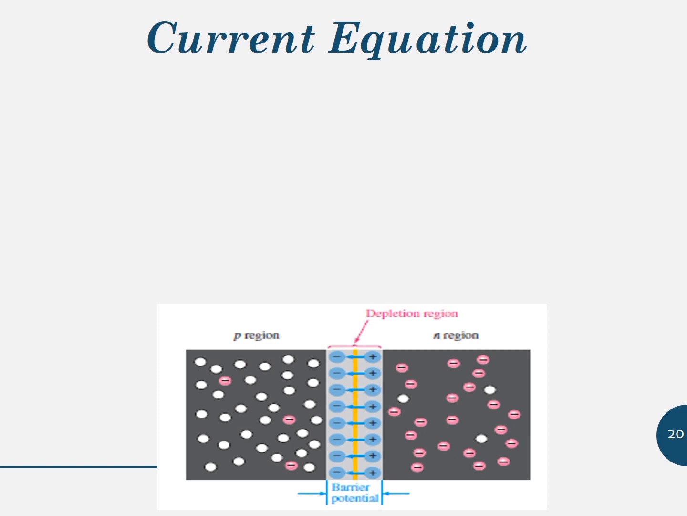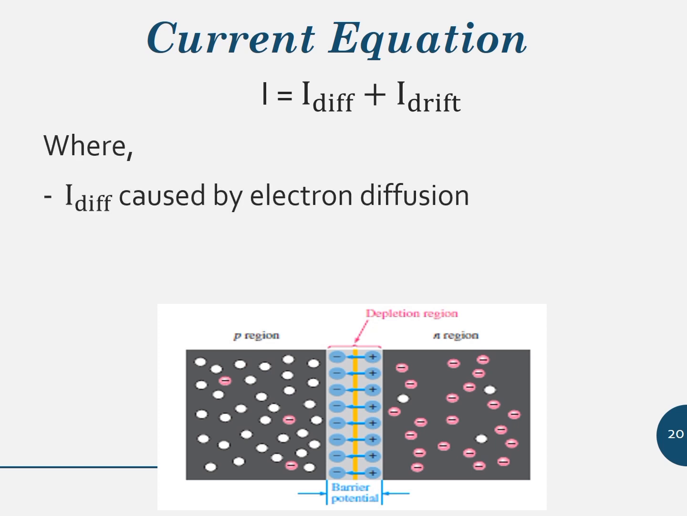Now we will understand the current equation. It is the equation of current where IDIF is I diffusion, which is the current caused by electron diffusion, opposite from the direction of electron flow. It means it is from P to N.